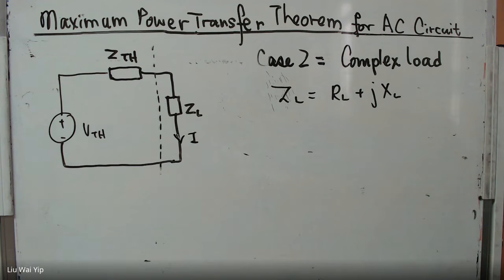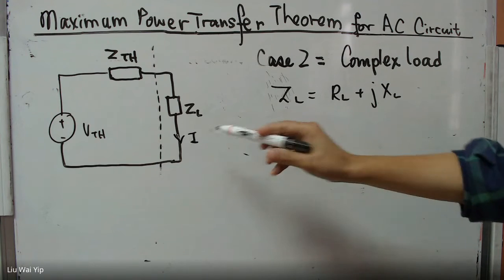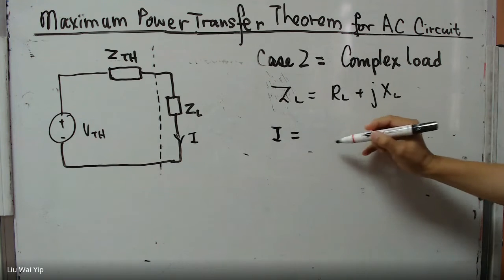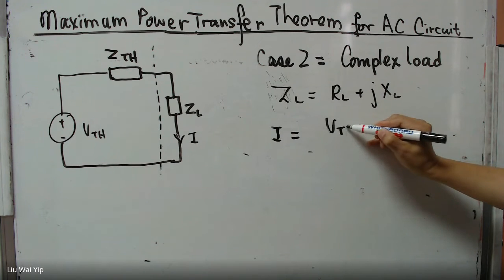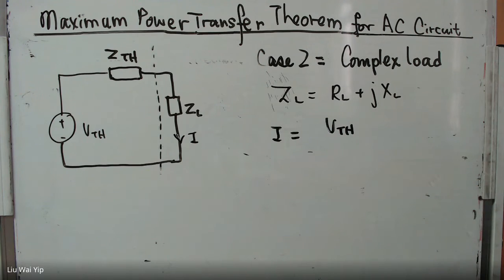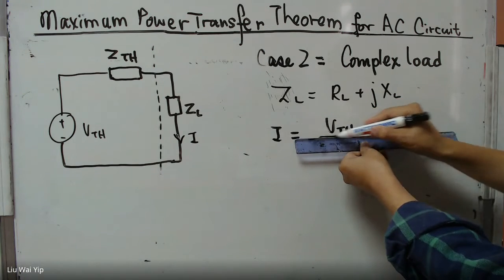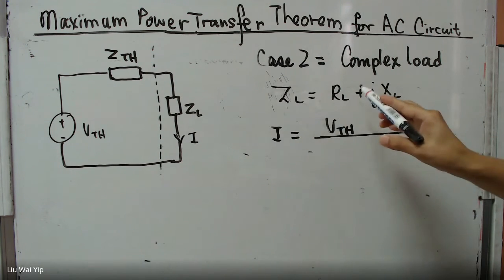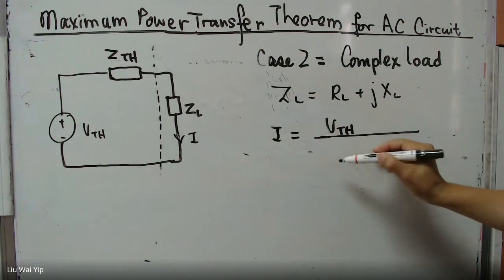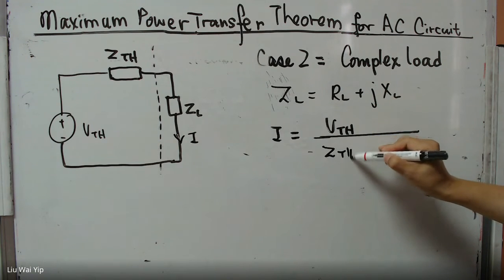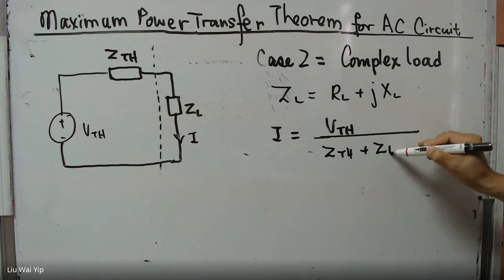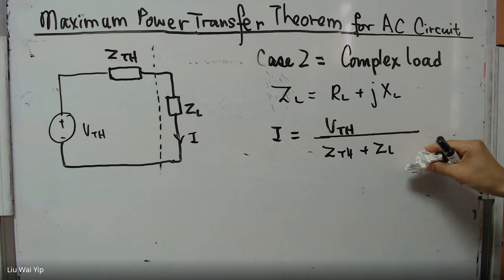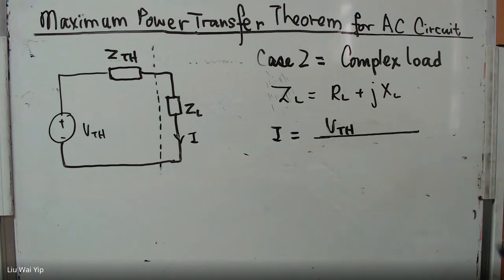So now, what is the current? The current is going to be the voltage divided by the total impedance. I'm going to simplify this on the fly. The total impedance is going to be, and without writing another line of equations, I'm going to simplify this.